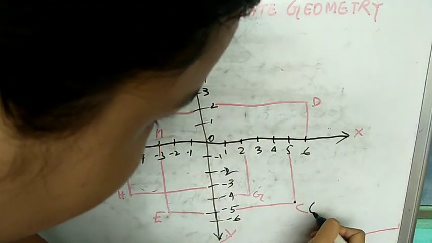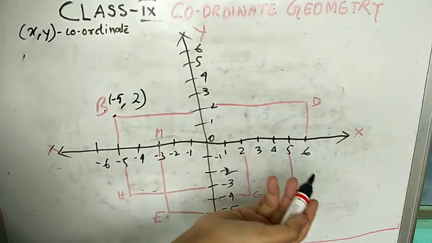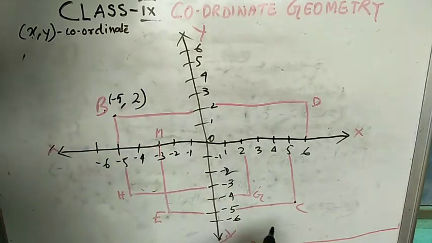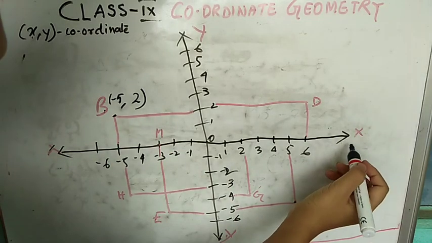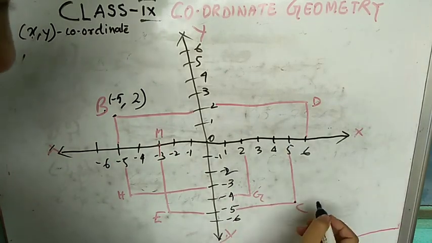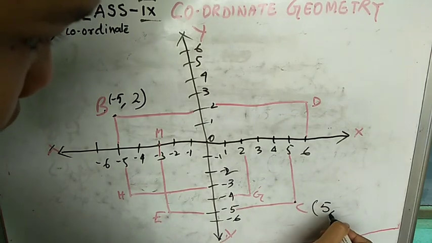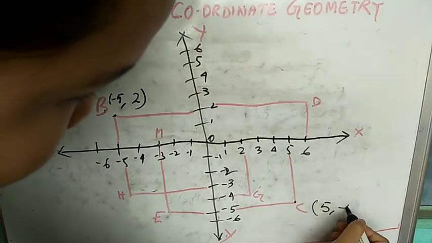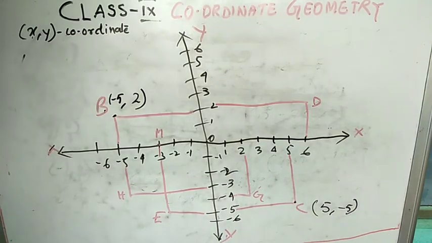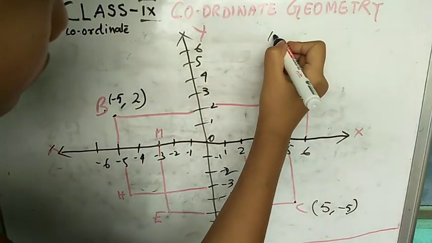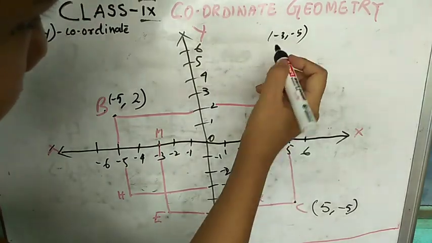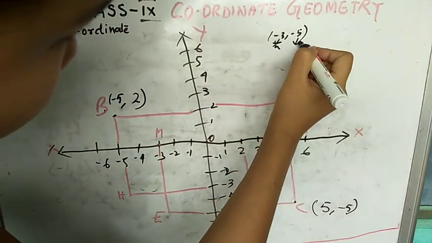Next the sub-question 2 says the coordinates of point C. Now we will find the coordinates of point C here. The x coordinate of point C is on the x-axis and it points at 5, therefore it will be 5, the y coordinate of point C is at minus 5, therefore the required coordinates of point C are 5, minus 5.